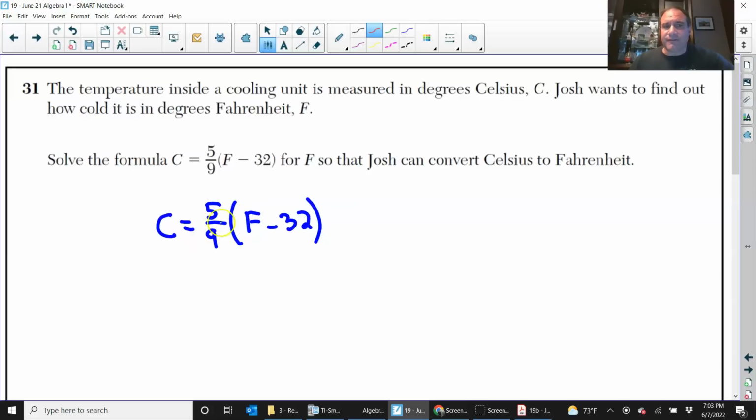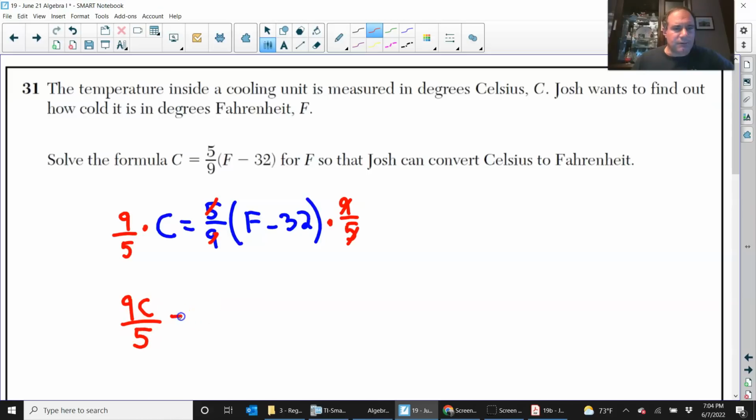I want to get rid of this 5/9. So the way that I do that is to multiply by the reciprocal. So the reciprocal is 9/5. And I'm going to do that same thing here. I'm going to put this 9/5. I'm going to cancel out the 9s, and I'm going to cancel out the 5s. And I'm going to put 9C/5 equals F minus 32. Then obviously to solve for F, I'm just going to add 32 to both sides.